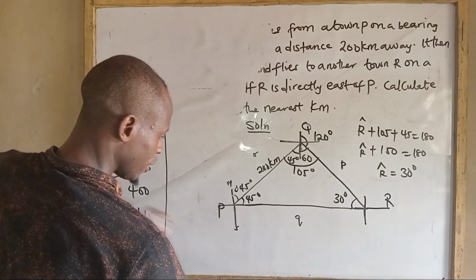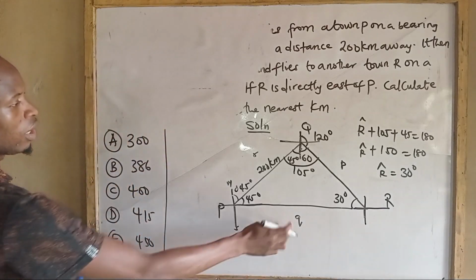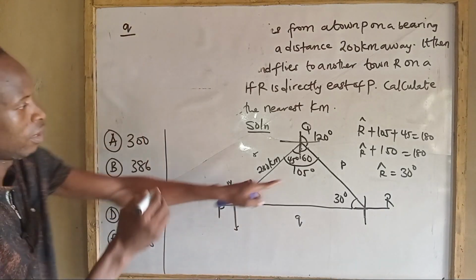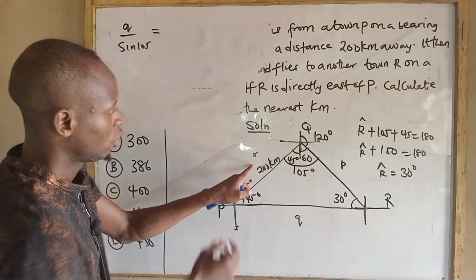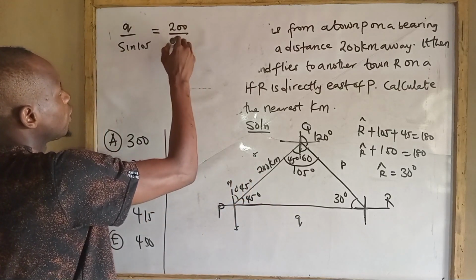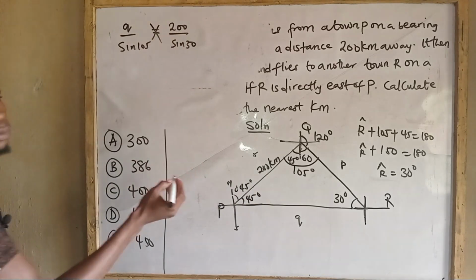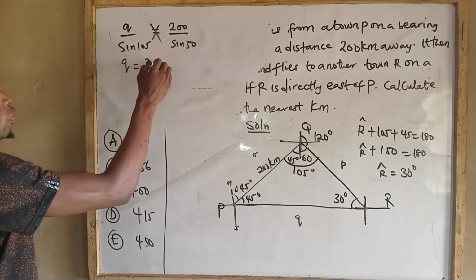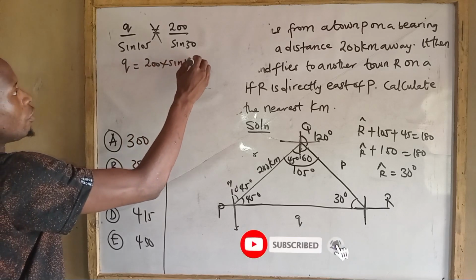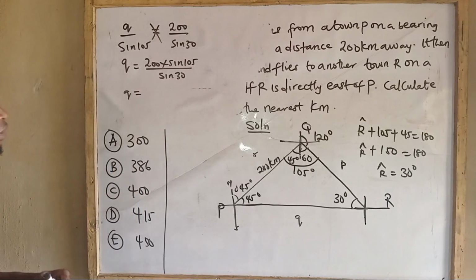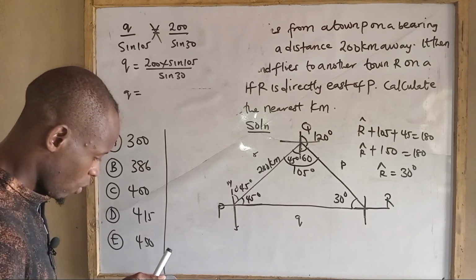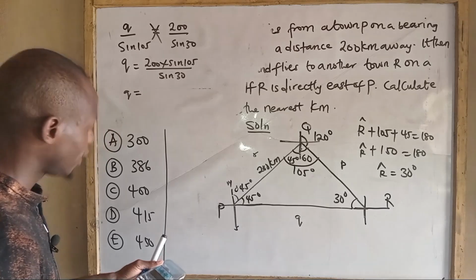So if you apply sine rule to that question, we have Q over sine 105 is equals to what? 200 over sine what? 30. So when you cross multiply, Q will be equals to what? 200 multiplied by sine 105 divided by what? Sine 30. So let me just evaluate this direct in calculator. So if you evaluate this direct in calculator, that's 200 multiplied by sine 105 divided by sine 30.